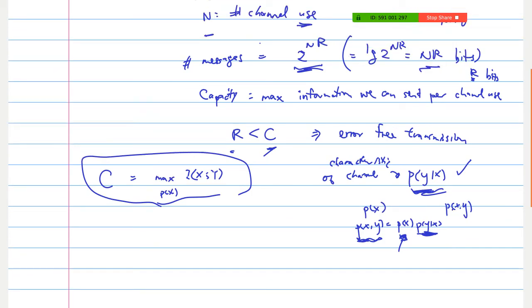And of course, this formula here is also saying that if your rate is larger than the capacity, then there will be no error-free transmission. There will always be some error when you transmit something. Of course, this is also probabilistic. So you may be lucky, you send something for a period of time and you don't get any problem there.